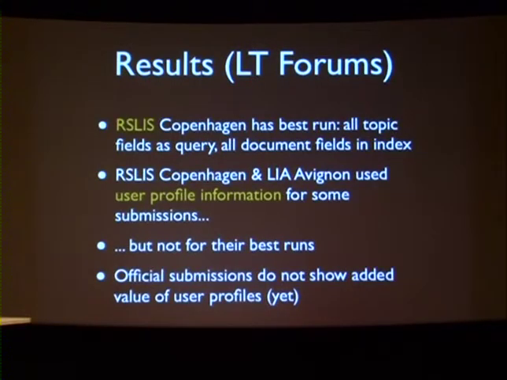The Royal School of Higher Innovation in Copenhagen was very active, and in fact they had the best run. They did something, well, maybe not completely realistic: they used any information in the topic statement, including the example documents and the full narrative, as a query, and they used all the fields we have, all the information we have about the books, and that gave the best overall result. Of course, that's a somewhat unrealistic setup. Most runs actually used only the title statement, the short-ish statement.